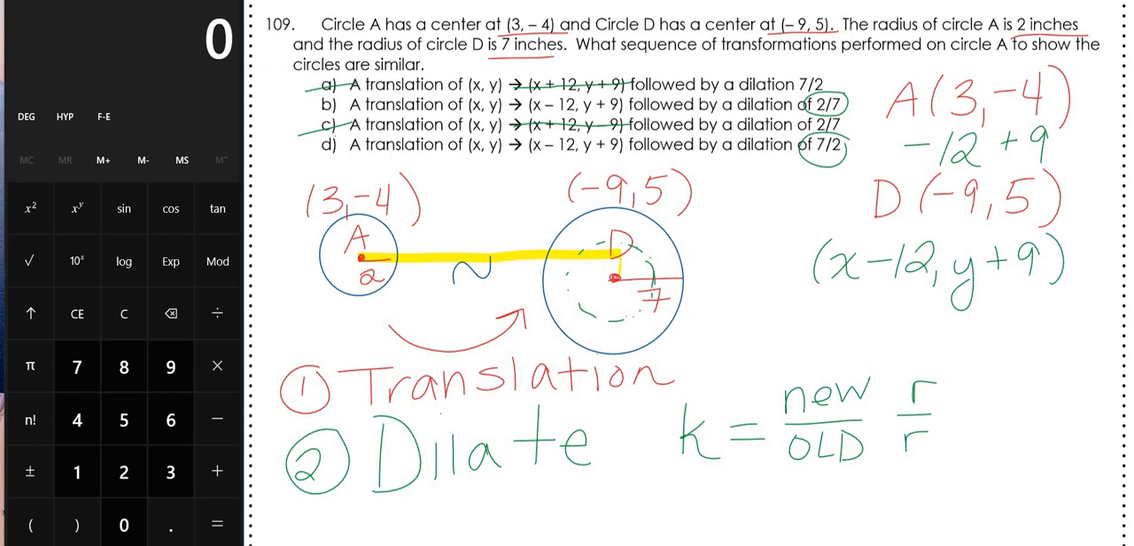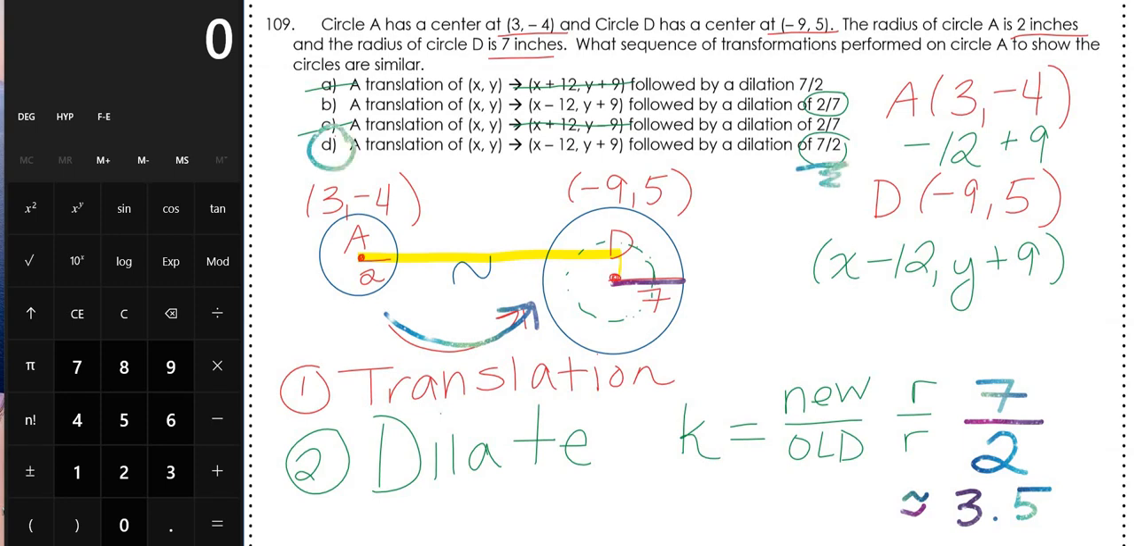Now let's think about our scale factor. Our scale factor is the new radius over the old radius. Since we're turning circle A into circle D, our new radius is the 7. So we should have 7 over our old radius of 2. So we're going to multiply by 7/2, which is about equal to 3.5. So it's going to grow 3.5 times larger. Of our two choices, choice D has the correct scale factor. Choice B uses the wrong scale factor. They did old over new. That's not what you want.